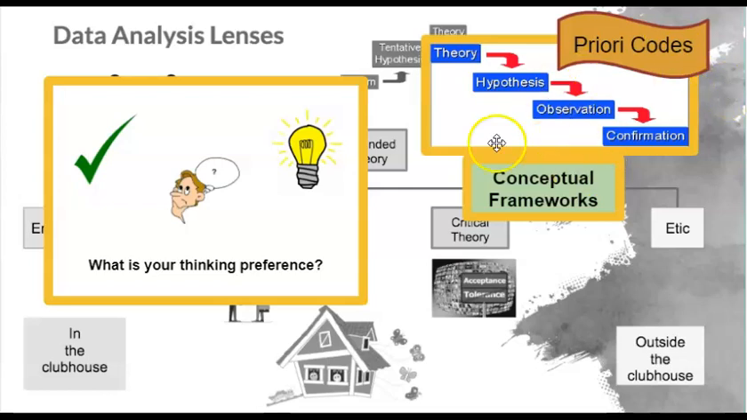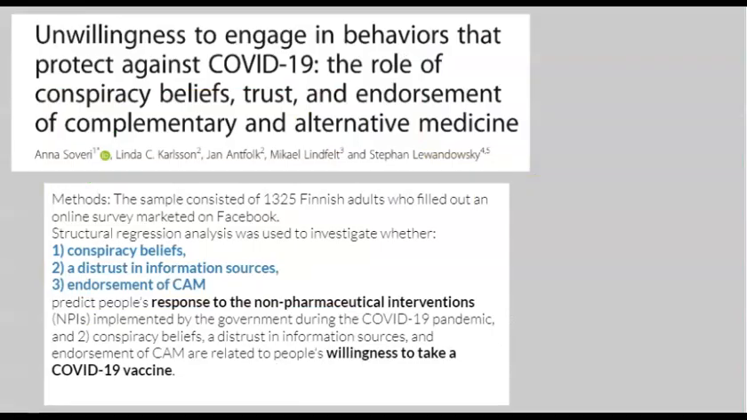So that would be a conceptual frameworks study, or anytime the theory is already there and we're confirming the theory. That would be a conceptual framework. So here's another example of a conceptual framework study. They specifically looked on Facebook, and they looked for conspiracy beliefs, a distrust in information sources, and endorsement of CAM. And those are the things they were specifically looking for. So they were confirming the theory that was already there, or maybe disconfirming it.